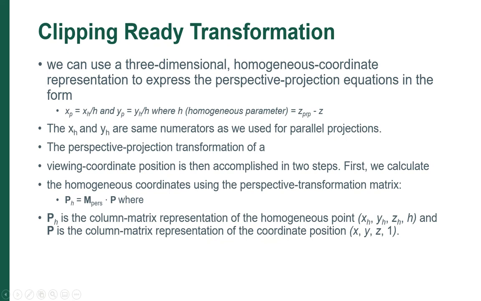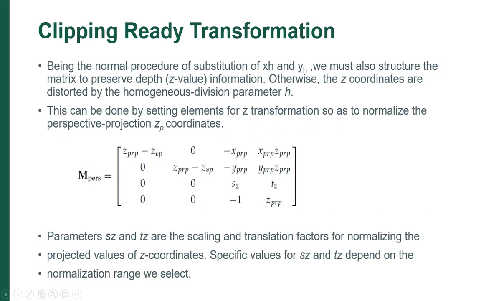The perspective projection transformation of a viewing coordinate position is then accomplished in two steps. First, we calculate the homogeneous coordinates using the perspective transformation matrix, as here PH is equal to perspective times P, where PH is the column matrix representation of the homogeneous point, and P is the column matrix representation of the coordinate position. You may be a bit confused why I use four axes instead of three. We'll come to that point in the next few slides.